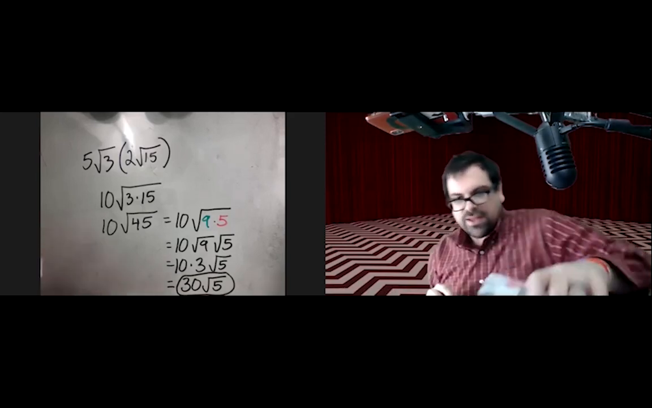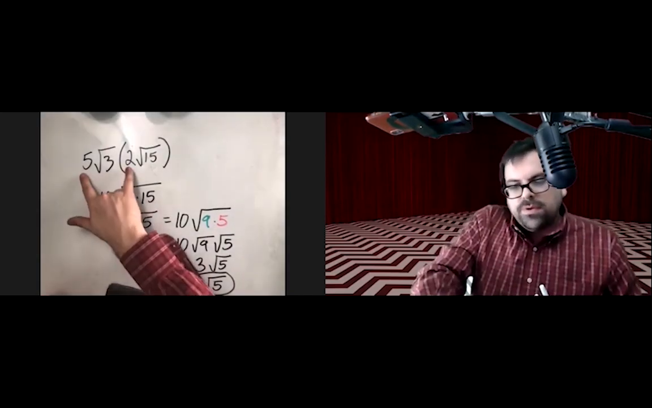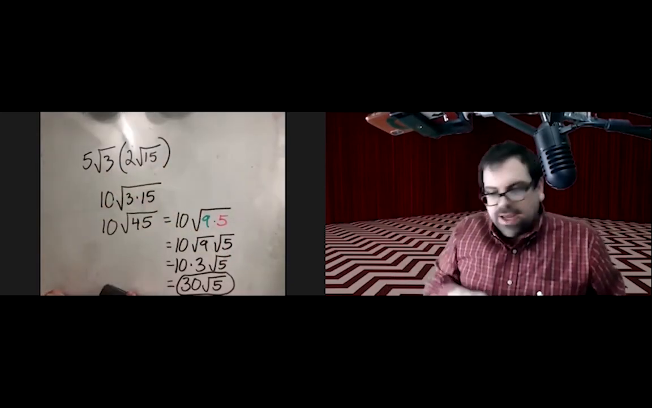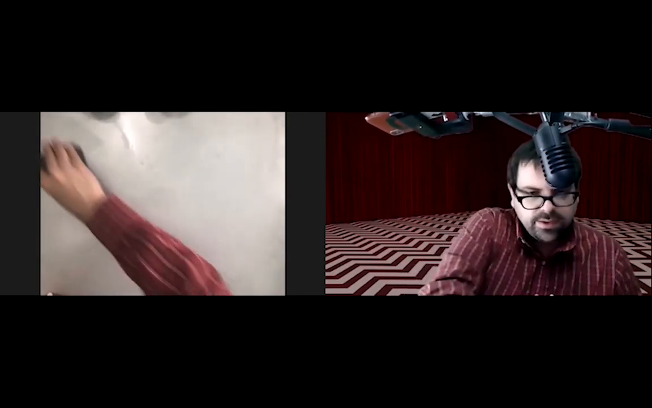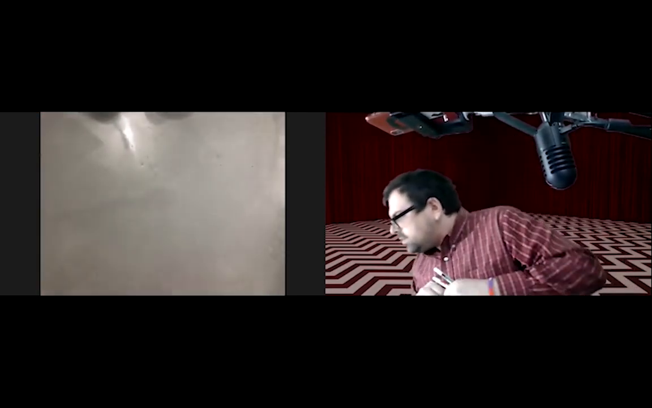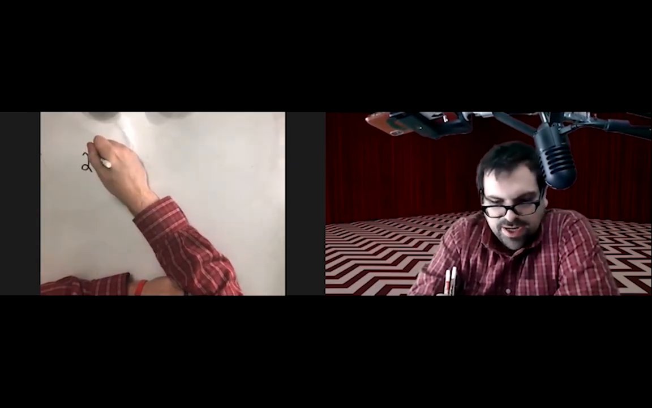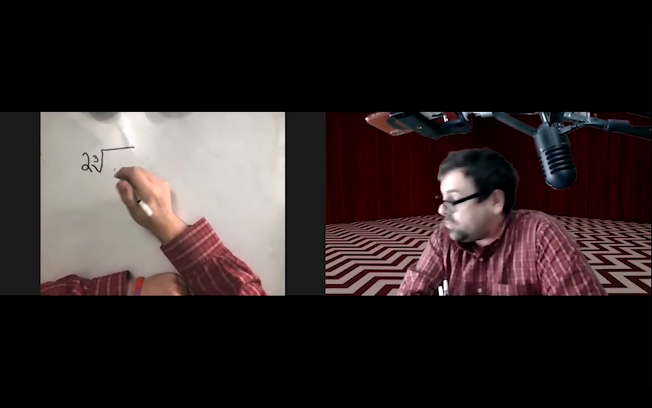Okay, now I'll do the one that involves the x. Multiply the stuff out front together first, and then just multiply your radicals. It's going to look scary. Don't be scared. The reason I decided to put an extra step in there is because instead of a square root, we're going to have a cube root.